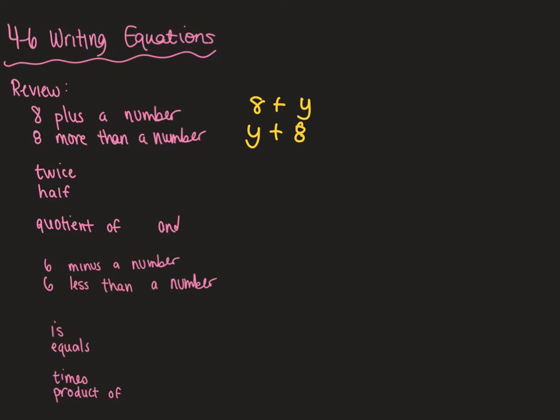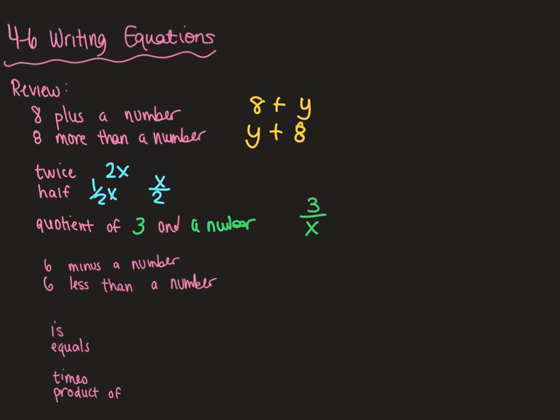All right, let's review twice and half, the words twice and the words half. Twice means you're going to multiply something by 2. Half, you can either put the half in front of the x, or you can put a division sign with a 2 on the bottom. Quotient of, remember, if it said the quotient of 3 and a number, whoever is first is up on the top of the fraction and whoever is second is on the bottom.